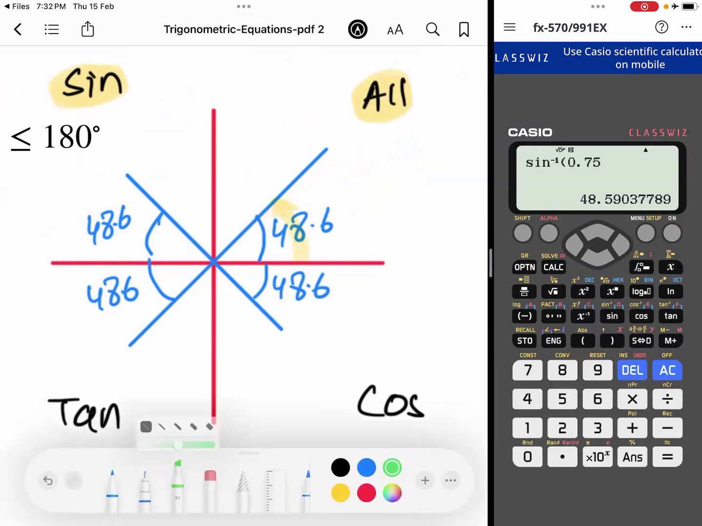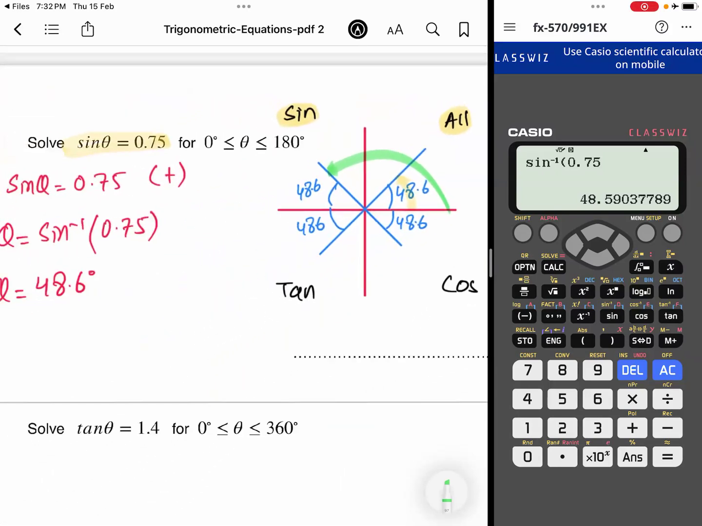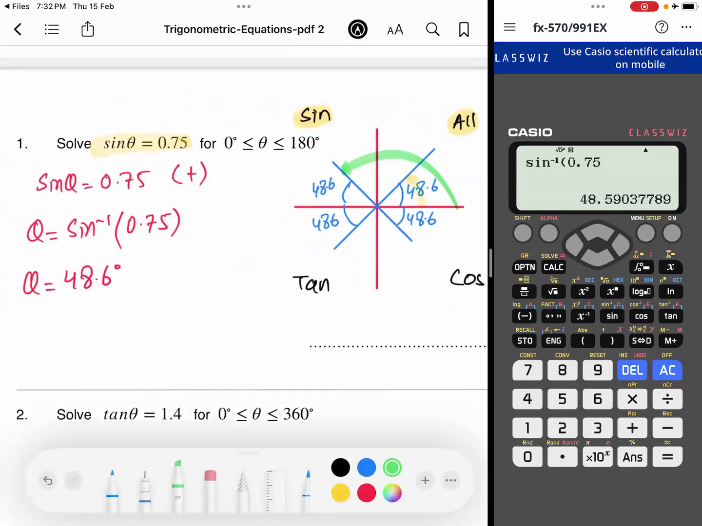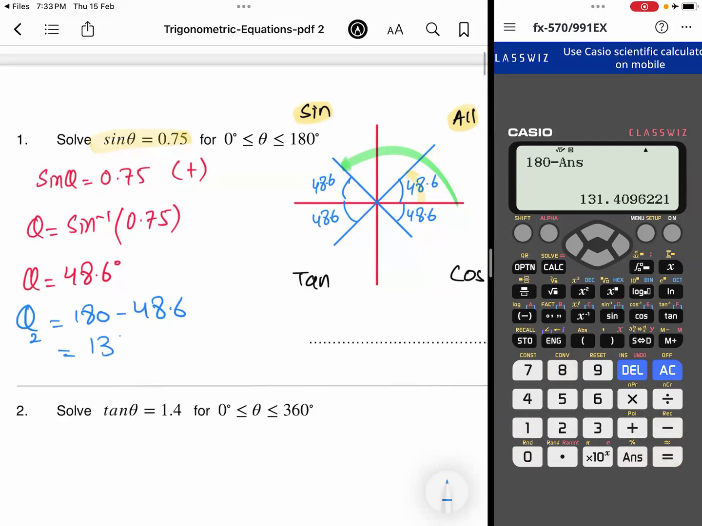Now for the second answer, I know that if I start my car here and I have to hit this angle, yes or no? So theta 2 is, Alina, theta 2 is 180 minus 48.6. That's how I can get this green angle. So 180 minus 48.6, the answer is 131.4. That is theta 2.